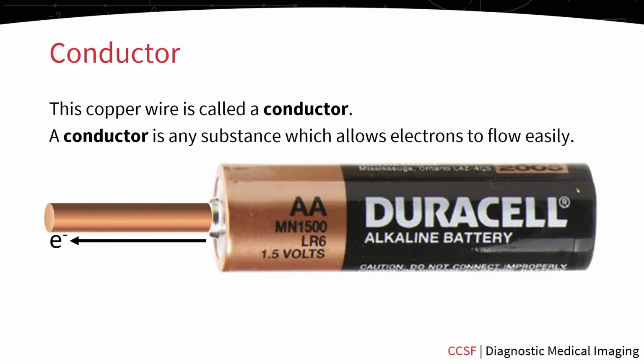A conductor is any substance that allows electrons to flow easily. In this example here, there's a piece of copper wire, which is acting as a conductor. So what are some other conductors? Water is a conductor due to its salt content. Most metals around your house are also conductors.